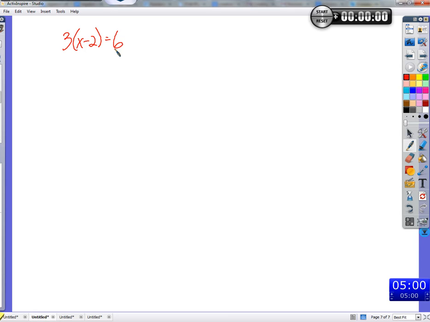So certainly we could distribute the 3, we get 3x minus 6 equals 6, and we could add 6 to both sides and get 12, and then divide by 3 and get x is 4. But here's another idea. I'll write that out. We have 3x minus 6 equals 6, and then we add 6 to both sides, and then we divide by 3. Right?